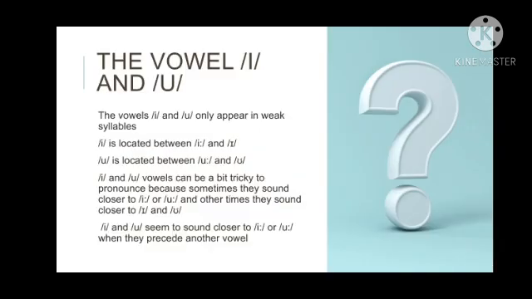And then there are the vowels i and u. The vowels i and u only appear in a weak syllable. i is located between the sounds i and e, and u is located between u and u. i and u vowels can be a bit tricky to pronounce because sometimes they sound closer to the short vowels, and other times they sound closer to the long vowels. They seem to sound closer to the long i or u when they precede another vowel.